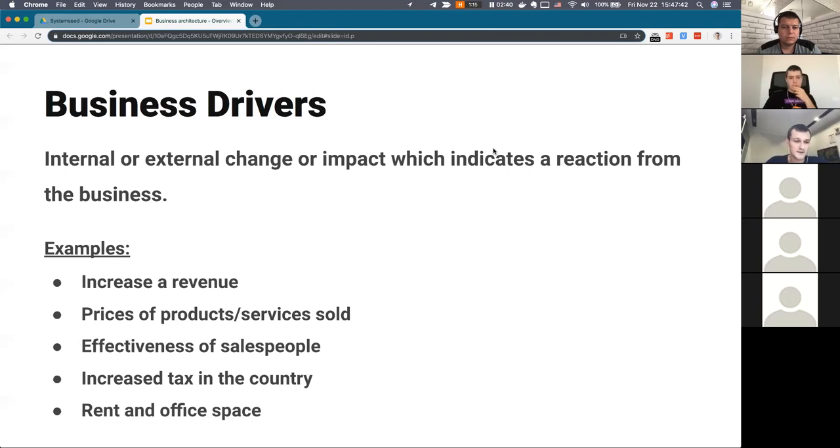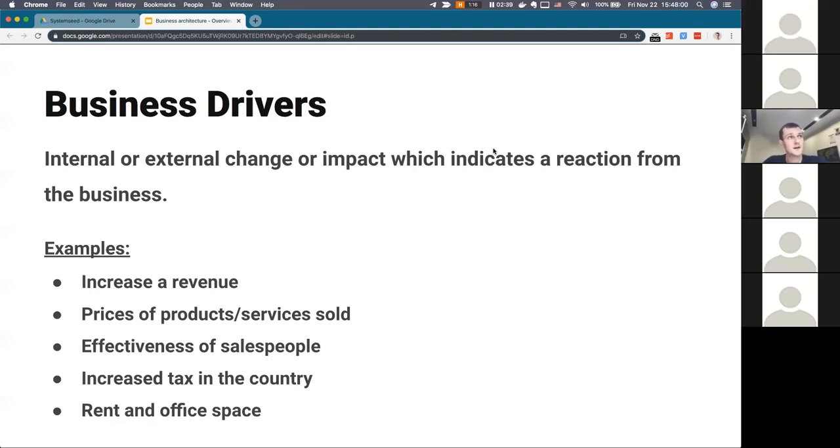And another example is rent and office space. For example, business wanted to decrease the amount of money they pay for office space. So probably they would need to decrease the number of employees, and to do it, they also need to take some actions. For example, create software that will require a reduced number of employees or something like that.